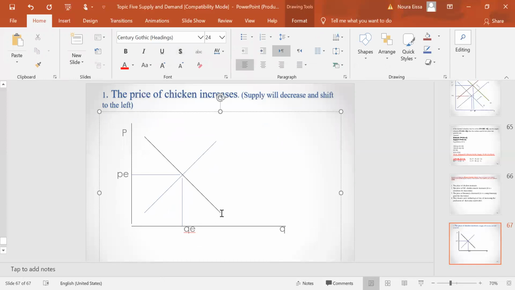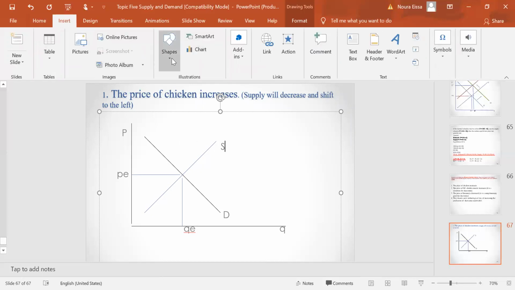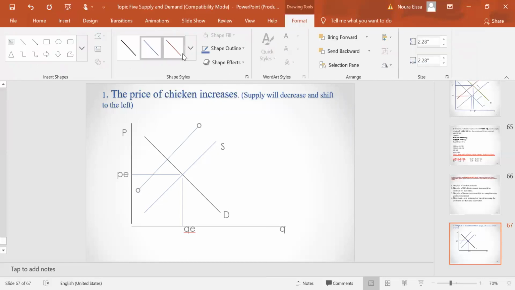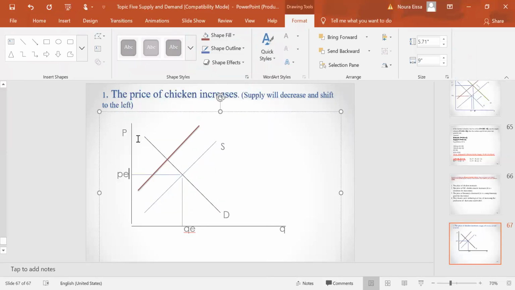Okay, let's label this. I didn't label this. We need to write this as demand. And we need to write this as supply, right? And now we have a leftward shift in supply. So let's show this right here. I will label this, let's make it red. Okay. What do you do next? Label your supply curve S1.